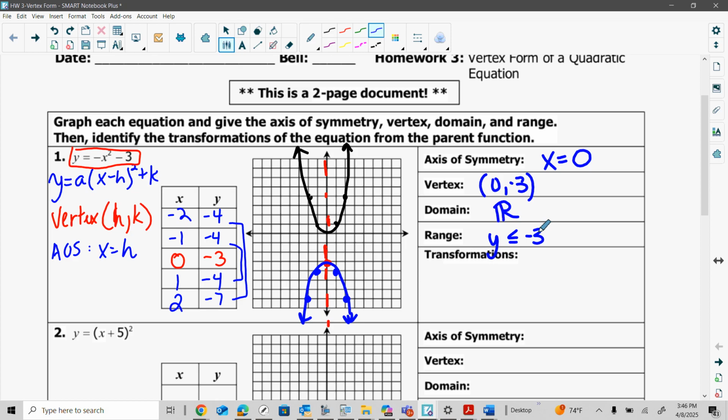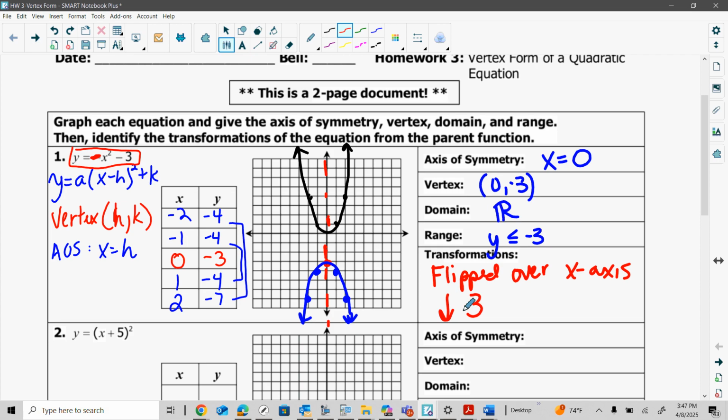Now we're comparing the transformation to the parent function. This was the black graph here. Right off the bat, because I saw this negative sign in front of the x squared, I know it flipped over the x-axis, and I can physically see that. Flip means one's opening up and the other one opens down. We have flipped, or reflected, over the x-axis. And then there is no h, there's no parentheses. The only thing we have is the k, which is the negative 3. So that means that it went down 3 after the reflection.